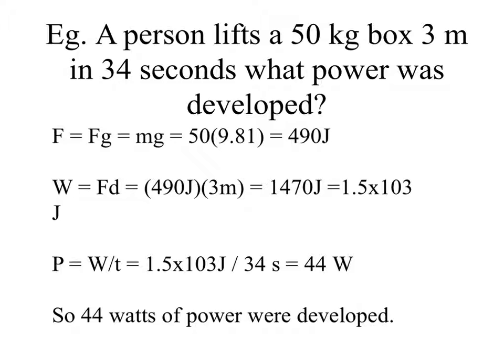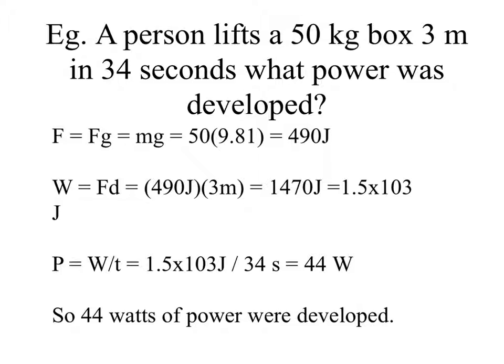All right, example. So let's put it all together. A person lifts a 50 kilogram box 3 meters in 34 seconds. What power was developed? Well, if you're lifting something, you got to be applying a force equal to the force of gravity. So that'd be 50 times 9.81, so 490 joules.